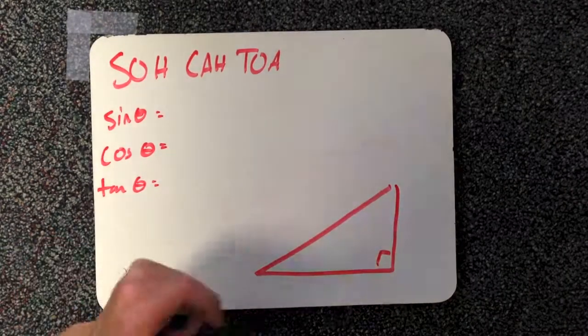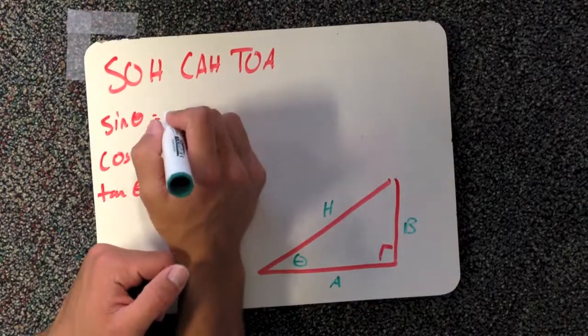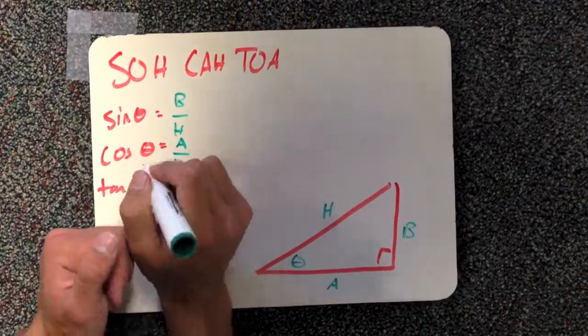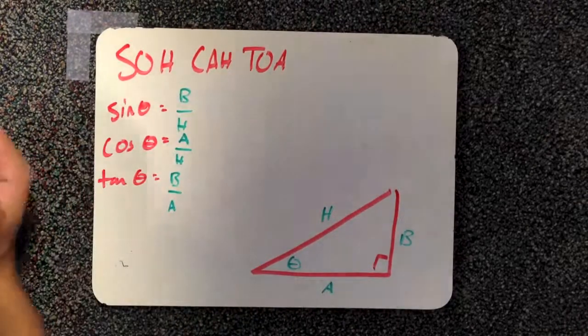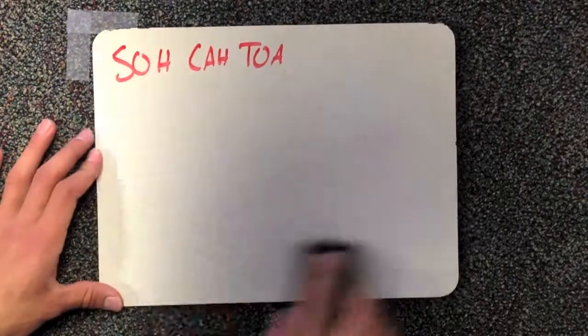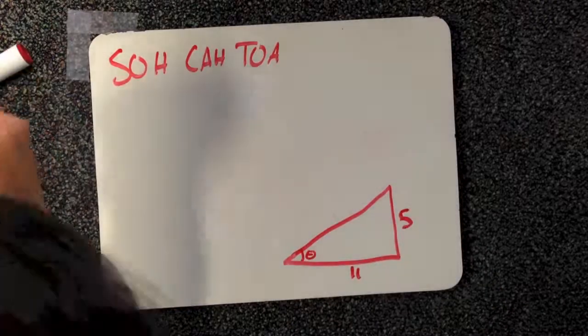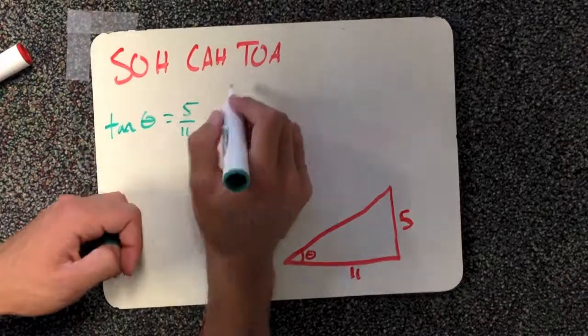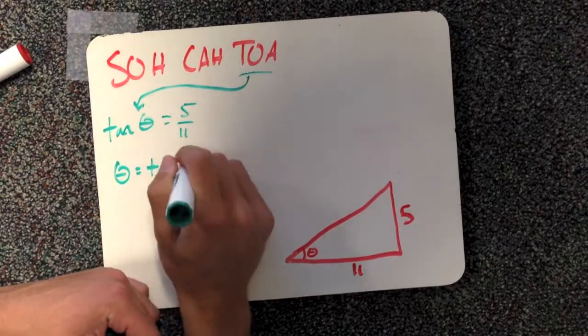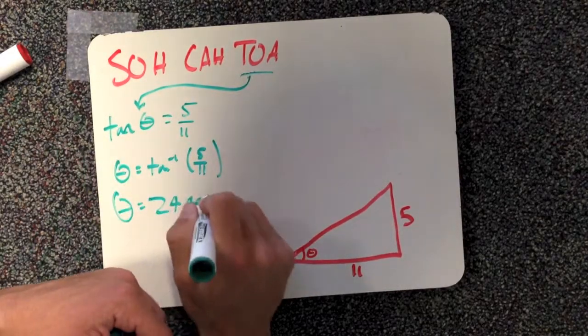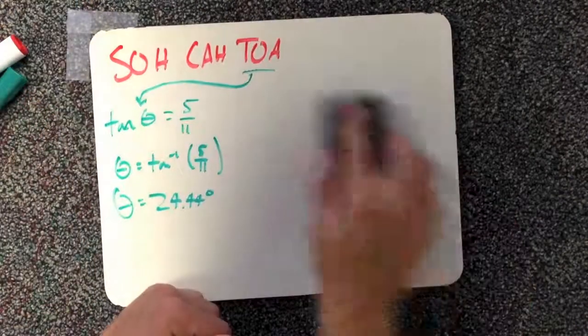We all know SOHCAHTOA, where the sine of theta equals opposite over hypotenuse, the cosine of theta equals adjacent over hypotenuse, and the tangent of theta equals opposite over adjacent. So now we have a right triangle with an unknown angle theta and leg lengths of 5 and 11. We can find the angle by taking the tangent of theta and then using the inverse tangent function to find theta, which equals 24.44 degrees.